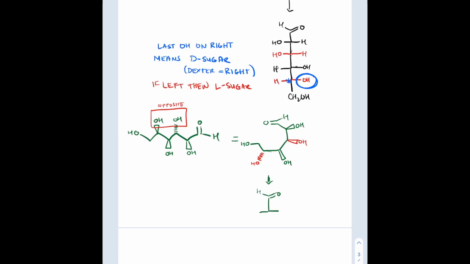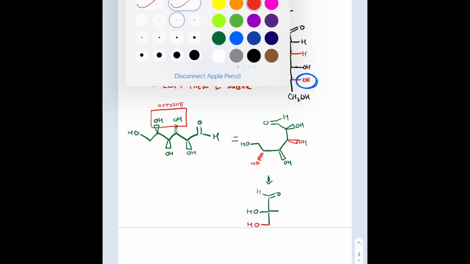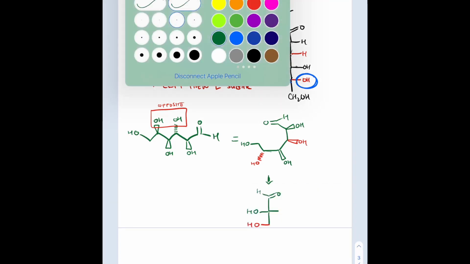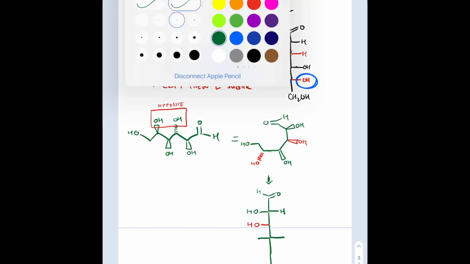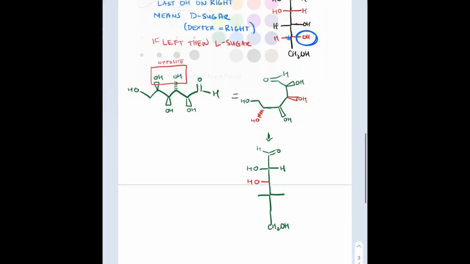So remember, we're looking from the right side in to the left. That means that all of those wedges are going to be on the left, and any dashes are going to be on the right. So you should be able to fairly quickly draw left, left, left, right for all of the OHs.